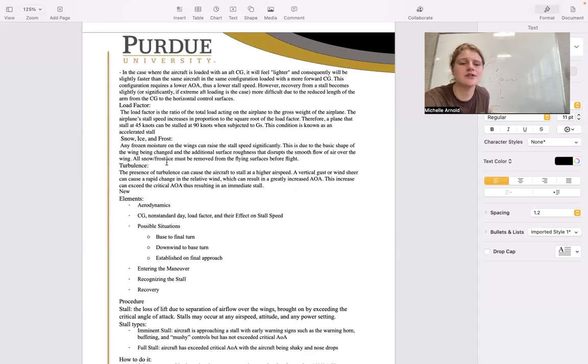And we also have turbulence. The presence of turbulence can cause the aircraft to stall at a higher airspeed. A vertical gust of wind shear can cause a rapid change in the relative wind, which can result in a greatly increased angle of attack. This increase can exceed the critical angle of attack, thus resulting in an immediate stall. So if you've got a lot of turbulence or wind shear, you can actually find yourself in a stalled condition very quickly. So it's important to be able to react to that immediately and put your practice to use from stalls.